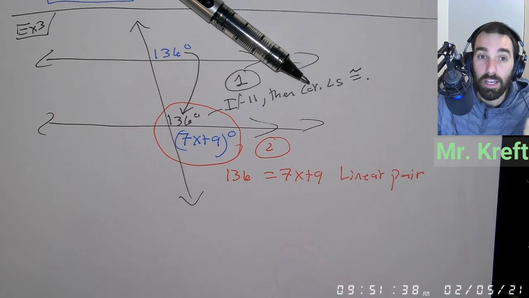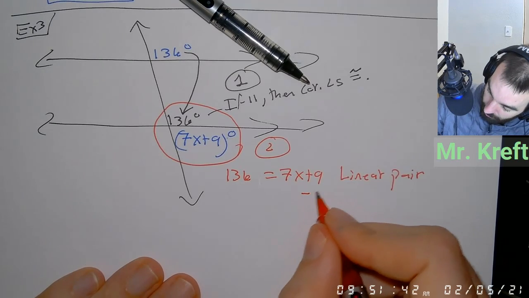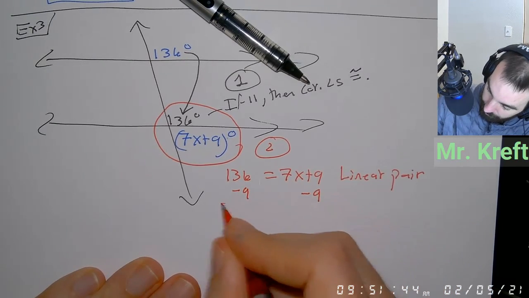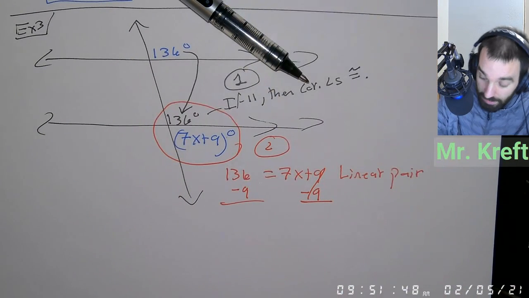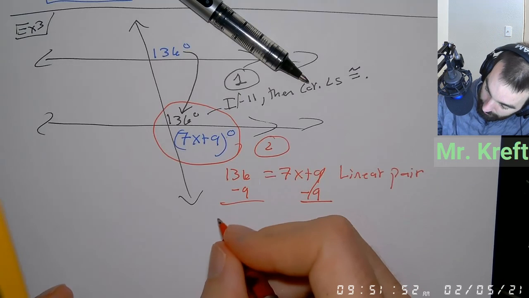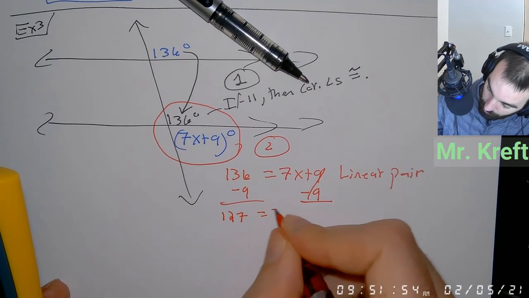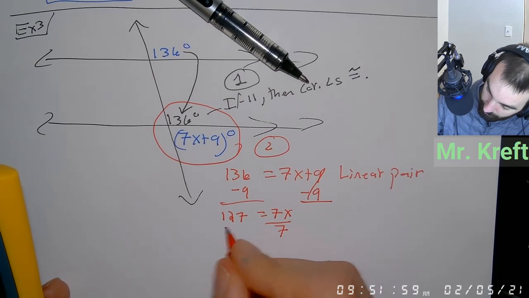Hey guys, if you need to take off, go ahead and take off, but I am going to solve this algebraically. Okay. Yep, hey, bye. And I'm just going to solve this really quickly for the people who need it. So I get 127 equals 7x. And then I divide by 7.